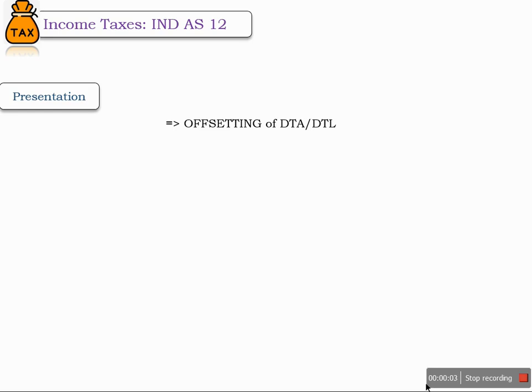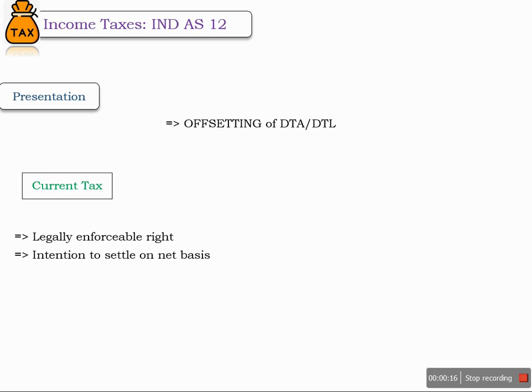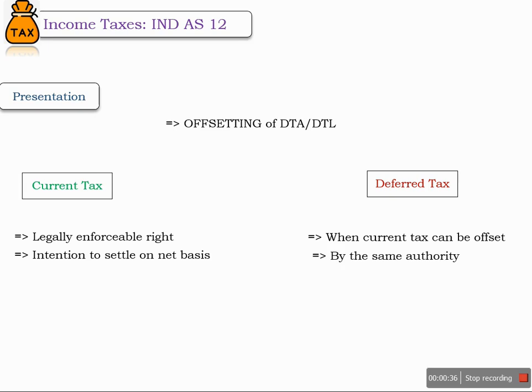While presenting the deferred tax assets and deferred tax liability, question arises regarding the offsetting of both. So in case of current tax assets, if we have legally enforceable right to offset DTA with DTL and entity has intention to settle it on net basis, we can offset the deferred tax assets with the deferred tax liability. And in case of deferred income tax, if current tax can be offset and it is applicable by the same authority, in that case we can offset the DTA and DTL.